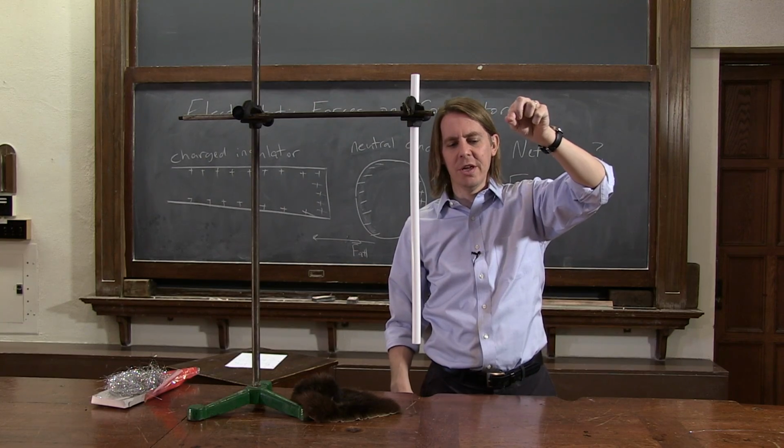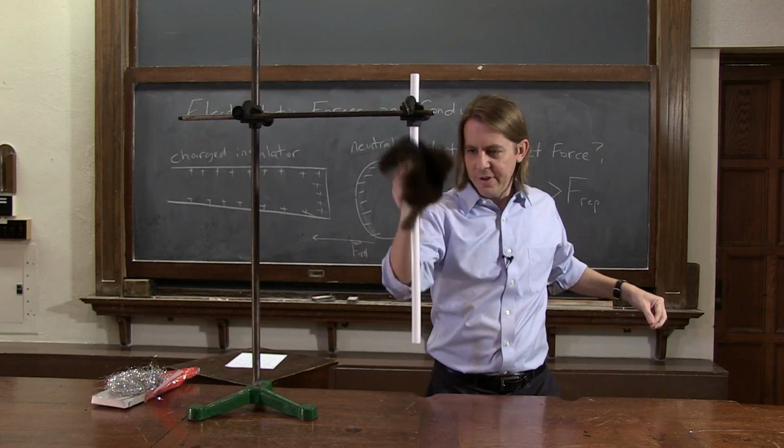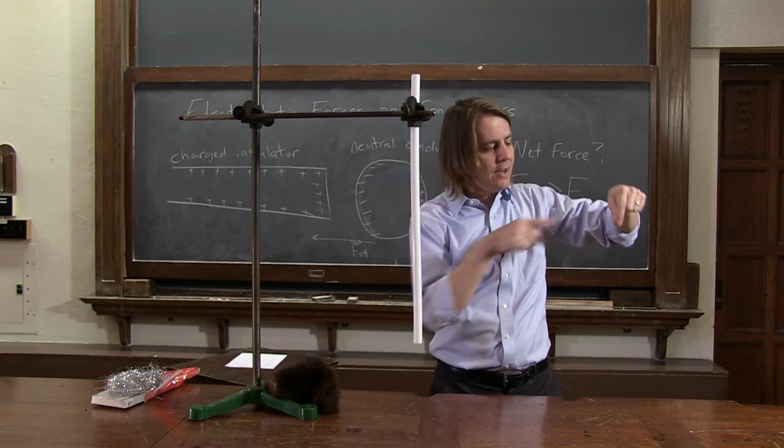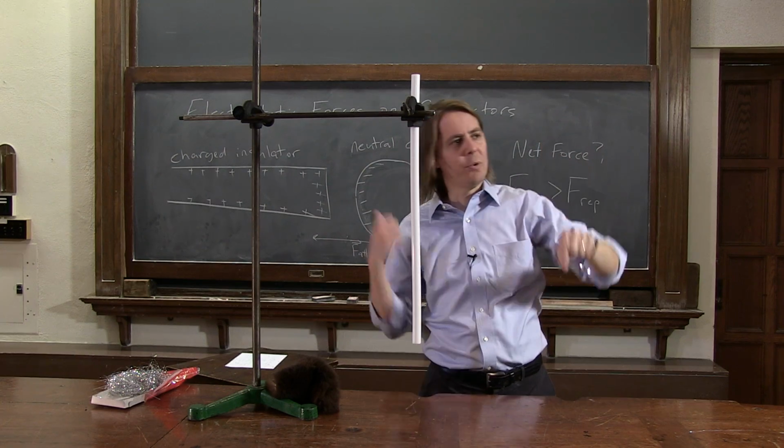So the charge in the icicle is being redistributed, and if this thing is negative, then the negative charges in the icicle are being pushed towards me, which leaves the other end positive, so it's strongly attracted toward the rod. Just like we predicted over there.